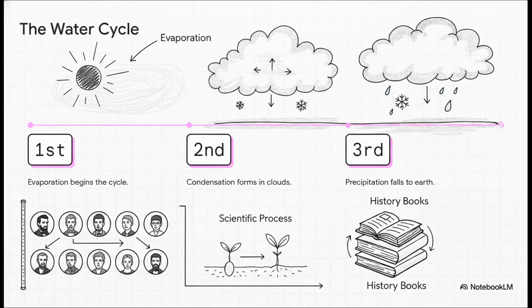Then there's chronological order. This structure is all about time. It stacks events sequentially, perfectly illustrated by the stages of the water cycle. It starts with evaporation, then naturally flows right into condensation, and finally ends with precipitation. Biographies, history books, and scientific processes use this structure constantly to show a journey from the very beginning all the way to the end.